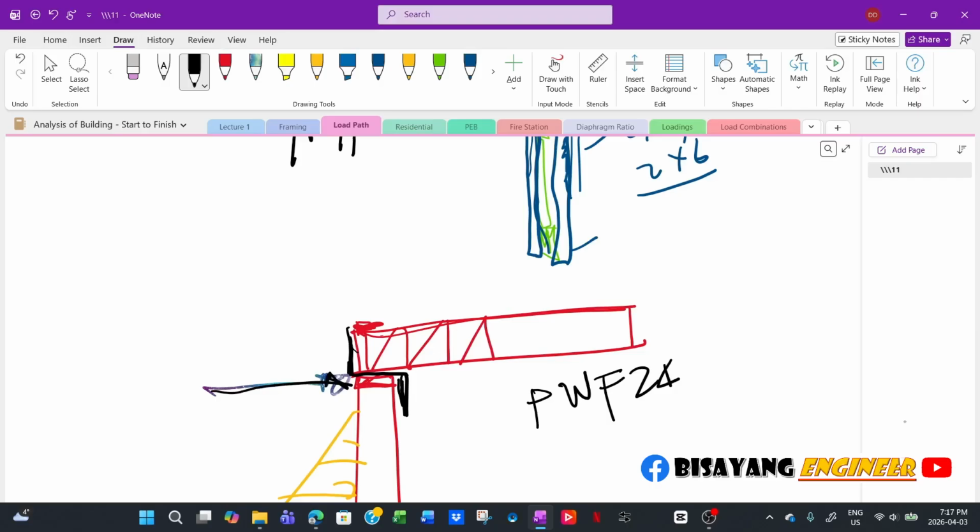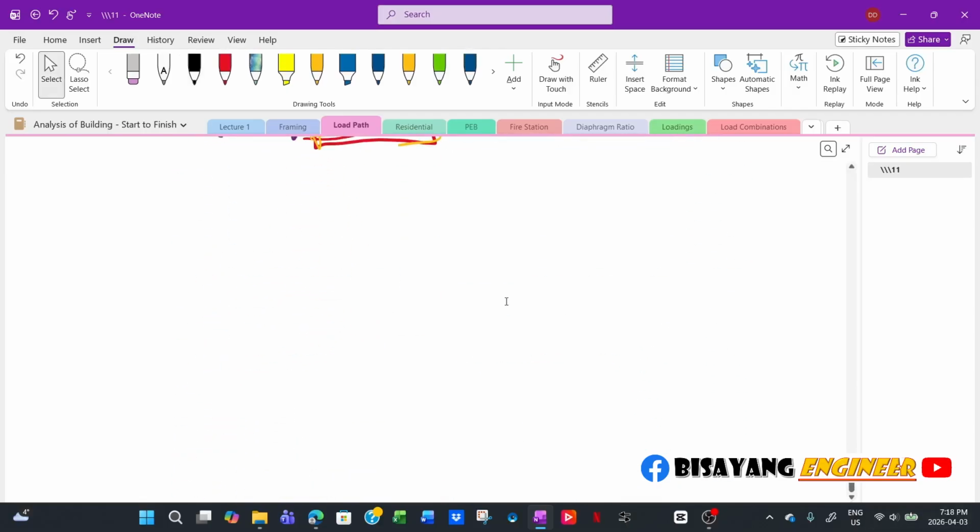way, it will push the basement wall, right? So it is supported by this one, and then this part here will be in tension, pulling the whole trusses.